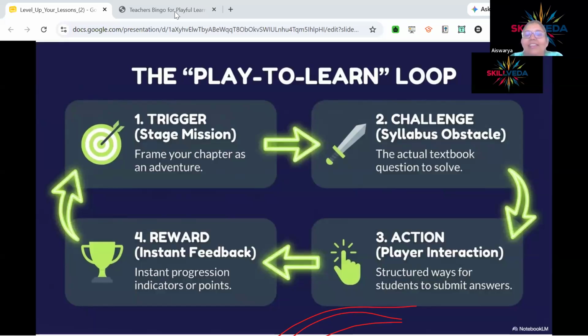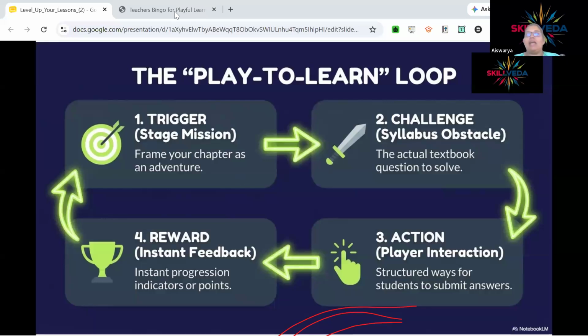In the reality of our Indian classrooms, 30 to 40 or 50 even, they are packed into benches, ceiling fans buzzing, and the afternoon heat making everybody sleepy. We need absolute structure. So the first part is trigger. The first step is to trigger their attention. I call it the stage mission, okay?